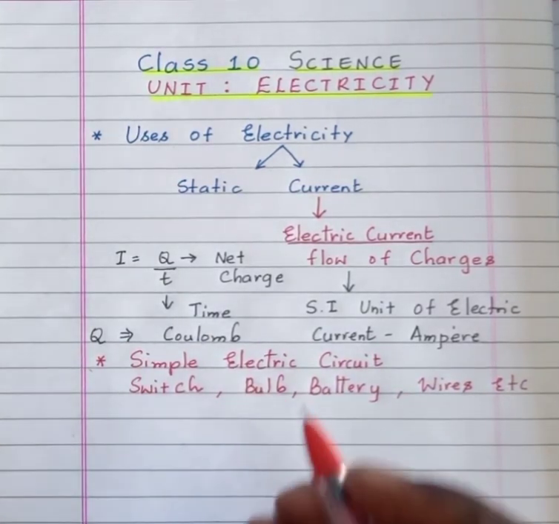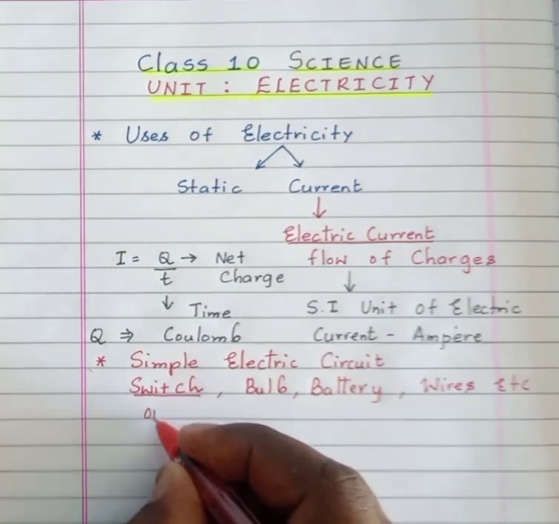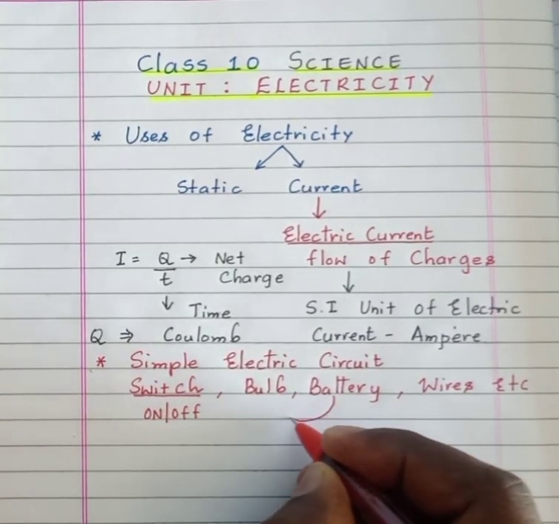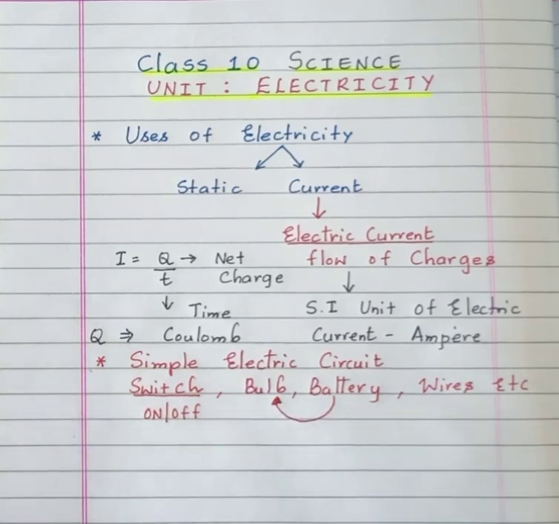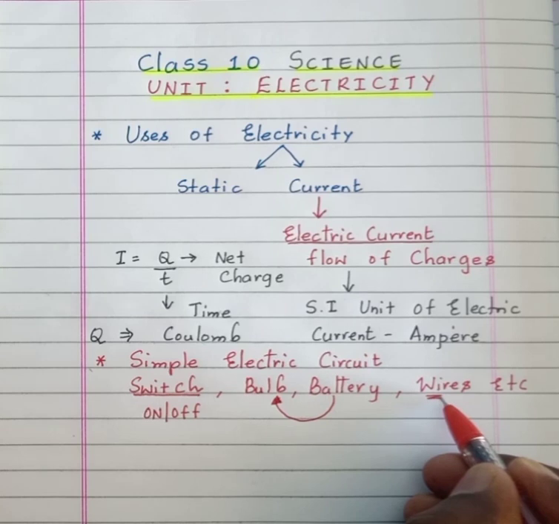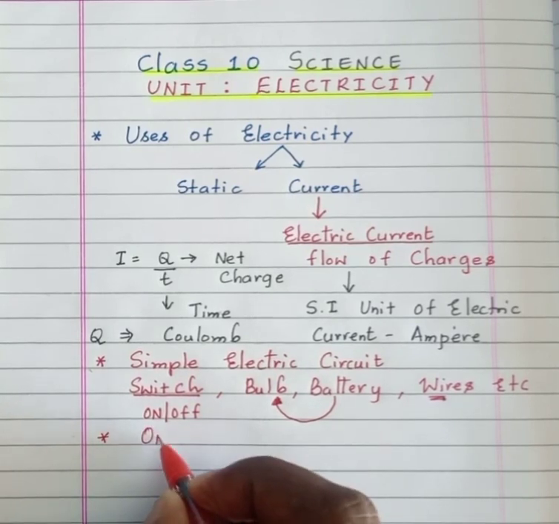Now, what does a switch do? A switch makes or breaks the circuit, that is on and off. Now, what does the battery do? The battery provides the charges to flow, or electric current, to the bulb, which makes the bulb glow. Wires are used to interconnect all these components.